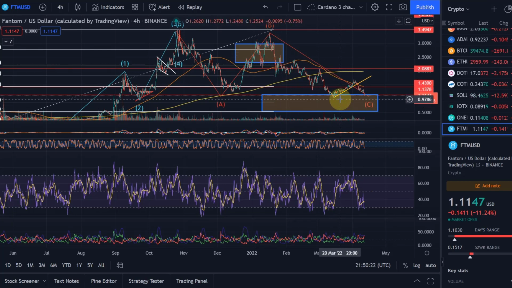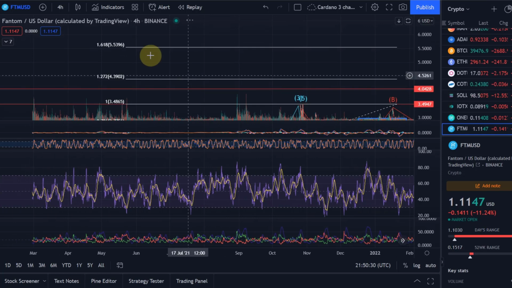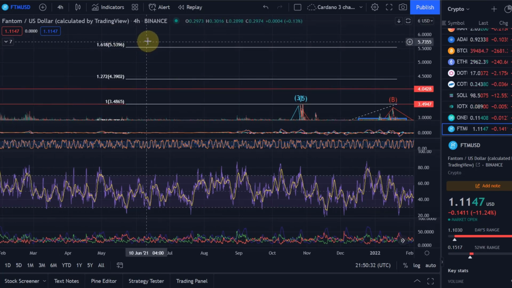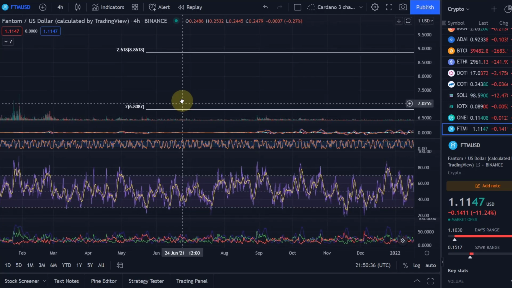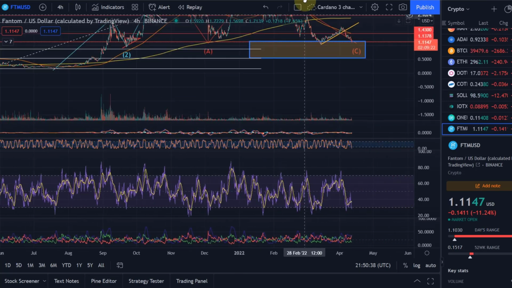That gives me more confidence in that wave count as well, that this here was wave 1, this here is a wave 2, and the next wave should be a wave 3 to the upside. That should take us to at least $5.53, but that is the absolute minimum. More likely here something like $6.80 or $8.86. So far that's working out.